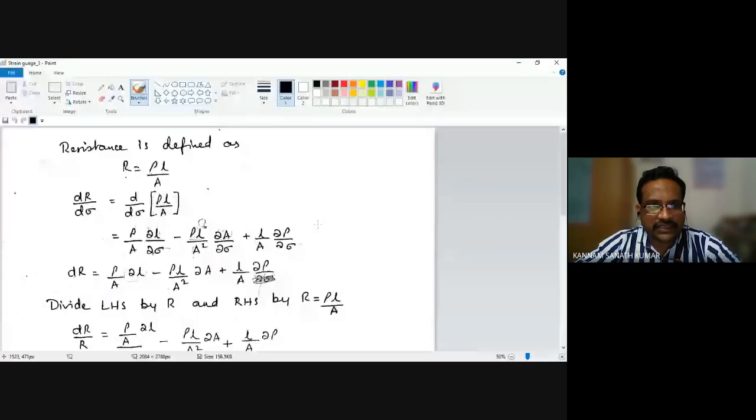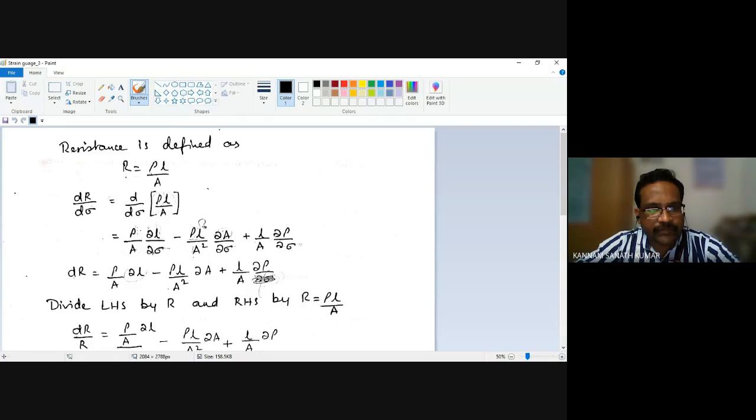So see here, this is the derivation for the strain gauge of the resistance. As you know, the resistance is defined as R equal to rho L by A, where rho is the resistivity, L is the length of the wire, and A is the area of cross section. So we have to differentiate, that means dR by d delta equal to d by d delta of rho L by A.